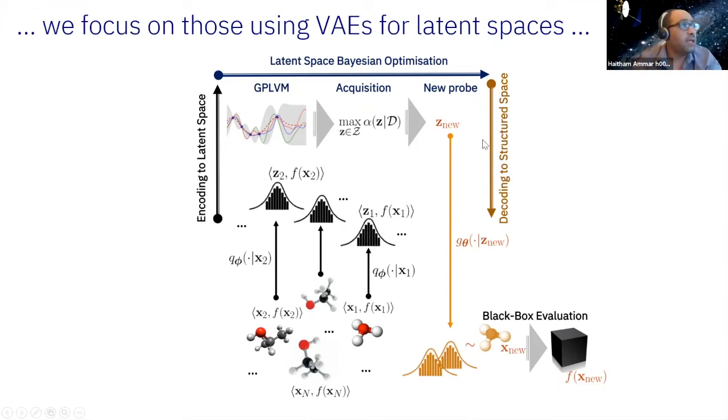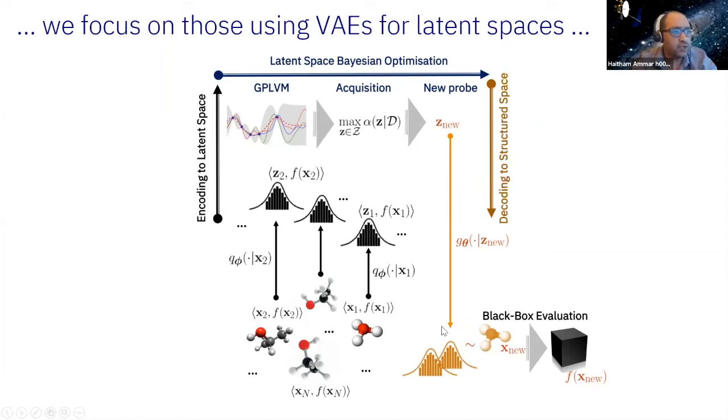And then the horizontal line here is just trying to do BO in this latent space. You fit the surrogate, you do the acquisition maximization. Then you get a new probe to try. Once you get a new probe to try, you use the decoder, as Vahid was saying, so the generator.